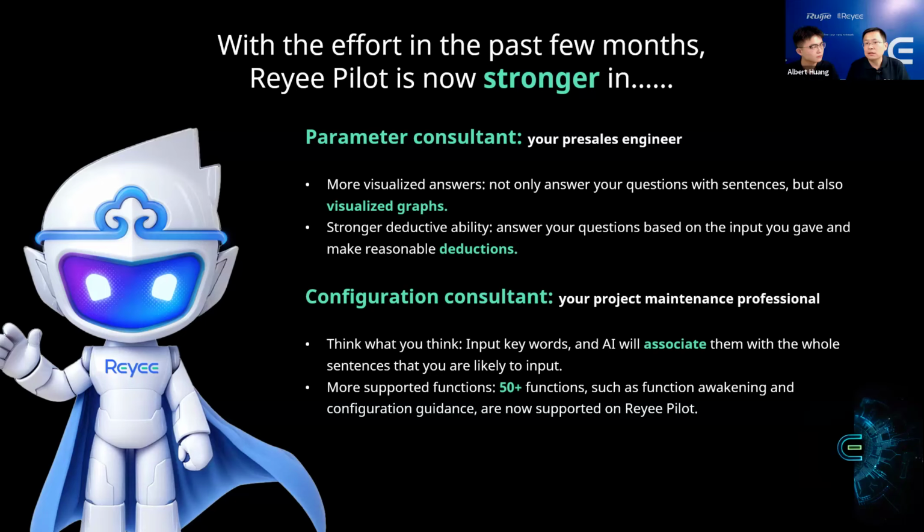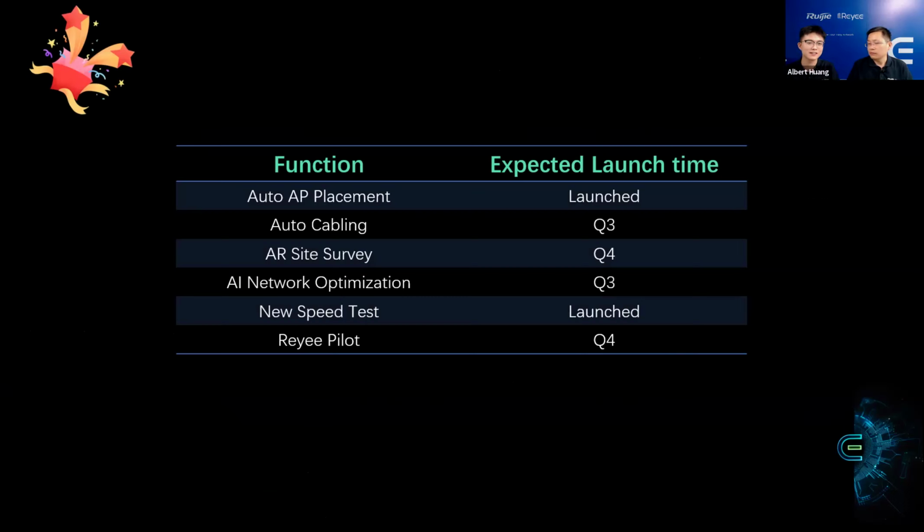The first part is about the parameter consultant. The information recommended by our Reyee Pilot becomes more and more accurate. The second part is about the configuration consultant. Now more than 50 functions are supported. Our Reyee Pilot will understand you by voice or word, guide you to the correct features and help you to configure it. Okay, I started to get what we have tried in the past few months. Yes, so improved.